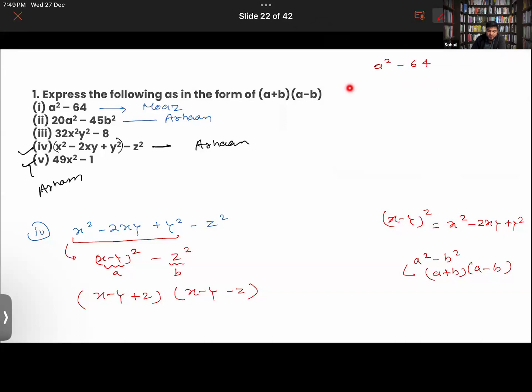We have to represent it in the format of (a plus b) times (a minus b), right? Which identity is this the expansion of? Is it (a plus b) whole square, (a minus b) whole square, or a square minus b square? It is the expansion of which identity? a square minus b square. This is basically a square minus b square, right?